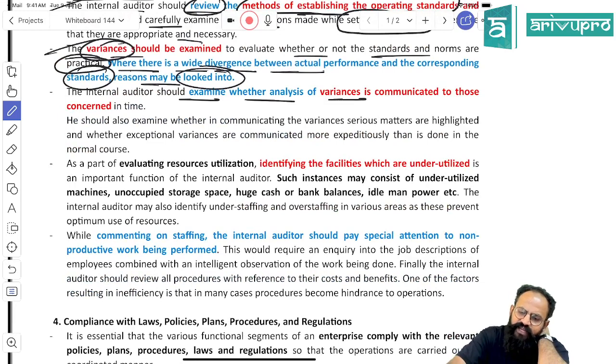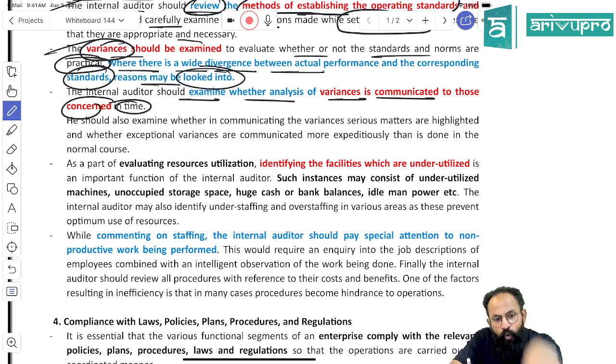analysis of variances is communicated to those concerned in time. So whom should I communicate this to? I need to communicate this to the department heads. Manufacturing department head, you are not getting a proper number. That is not a valid number. The people are feeling pressurized, so that he can act upon it.